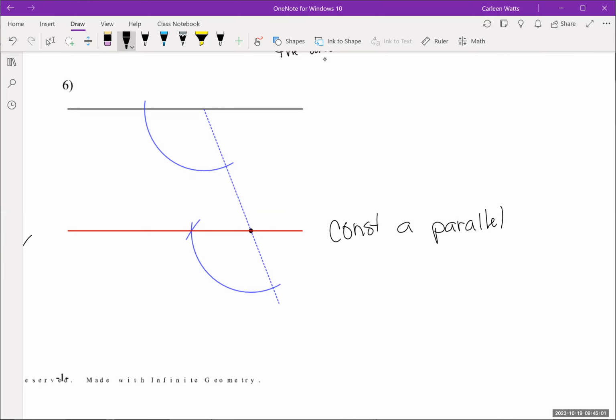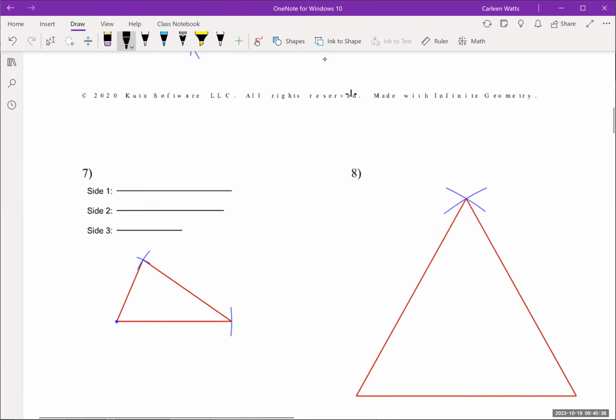Now, how can we prove that it's parallel? You're not going to have to do this. We prove that it's parallel because I drew a transversal, right? That wasn't there before. It's blue. And I copied angles. So we know that it's parallel. If corresponding angles are congruent, lines are parallel. Okay, but we don't have to explain that, I just tell you so that you can sleep at night, because you need to know why, right? That's what we do in geometry. All you need to say is construct a parallel line.